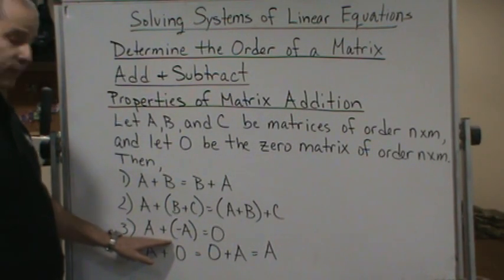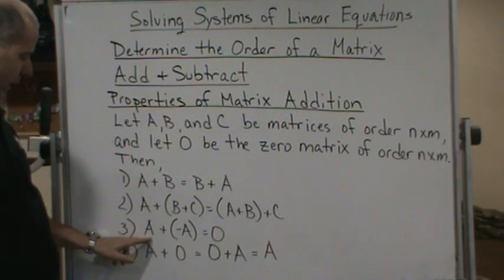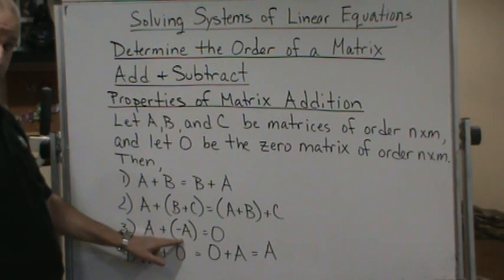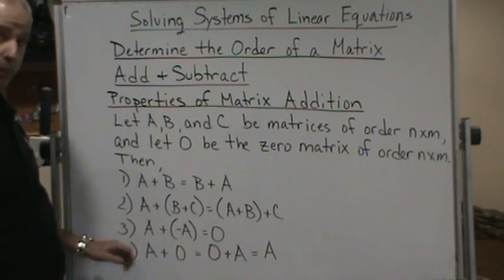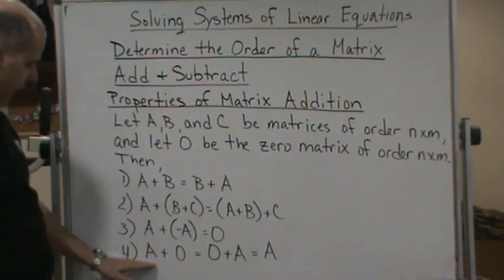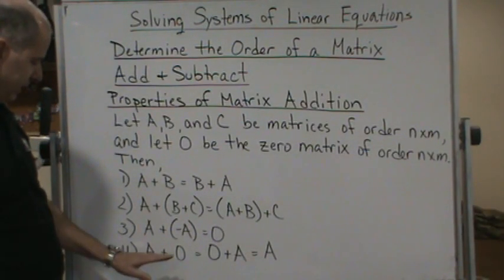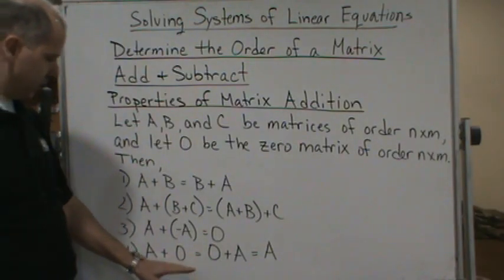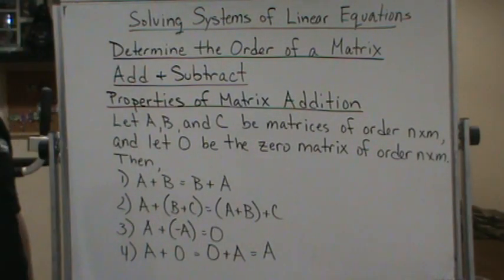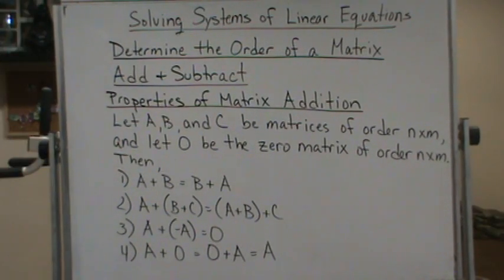So this is the inverse property of matrix addition, right? So if you add a matrix to its inverse, you get the zero matrix. So this is the inverse property of matrix addition. And then finally, this is the identity property for matrix addition, meaning that if you add a matrix in any order to the zero matrix, you just get the matrix back out, okay? And that's the identity property, okay?